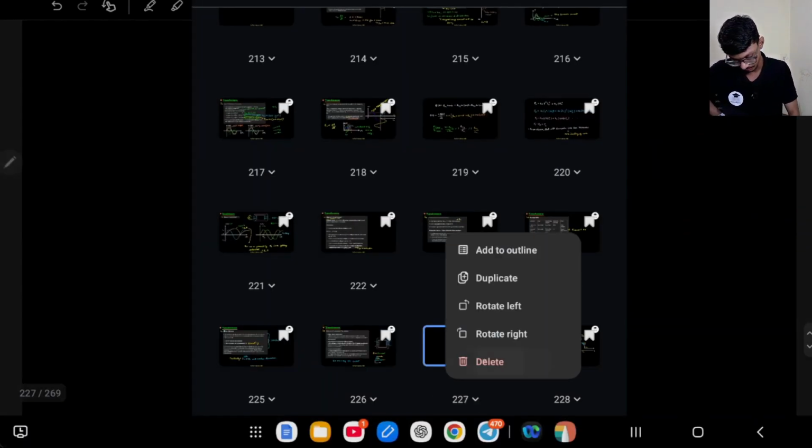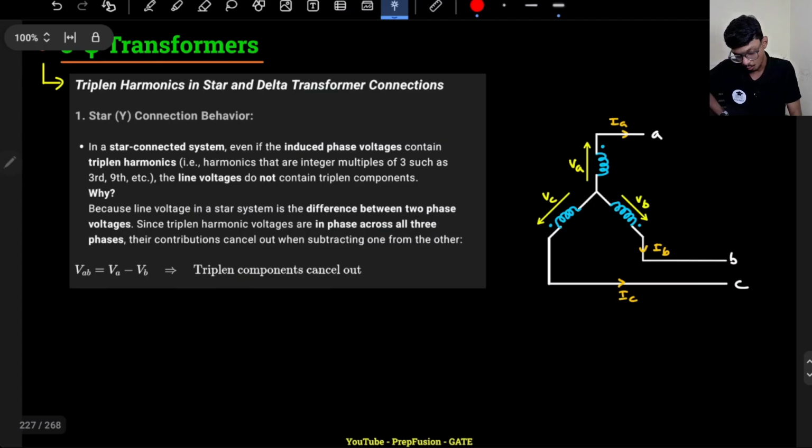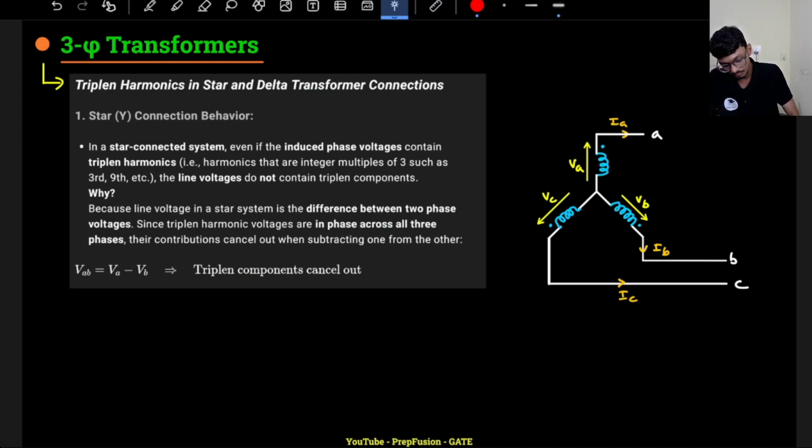About this one, the star-star connection. What happens in a star connection? In a star connection, in the line voltages there will not be any harmonics. Why not? Let's assume that the induced phase voltages contain harmonics. So VA will be a combination of the fundamental component and the harmonic component: VA will be VA1 plus VA3.